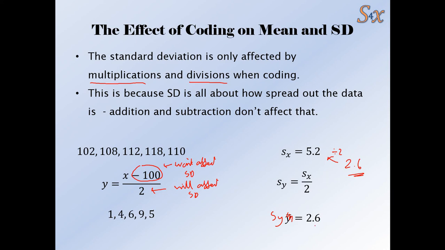Can you see, if we did apply the minus 100, we'd get a negative number. Standard deviation is never negative, neither is variance. It doesn't make sense as a negative number. So bear that in mind if you're ever sanity checking your values, but it's only affected by multiplications and divisions.